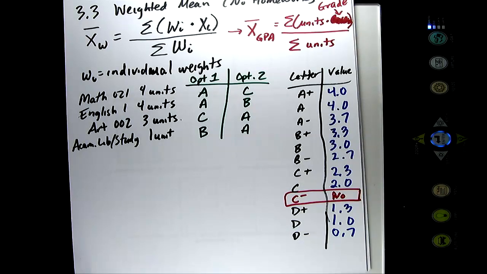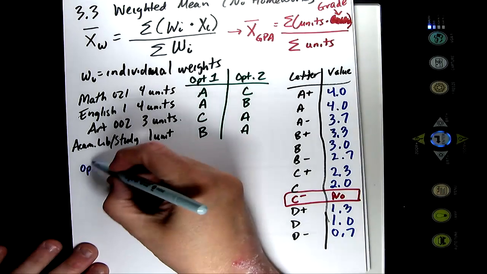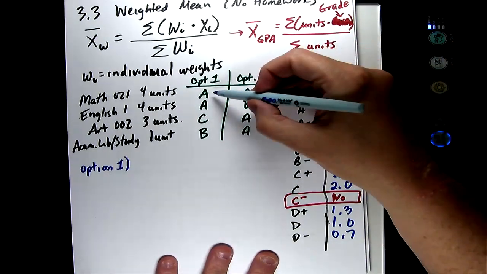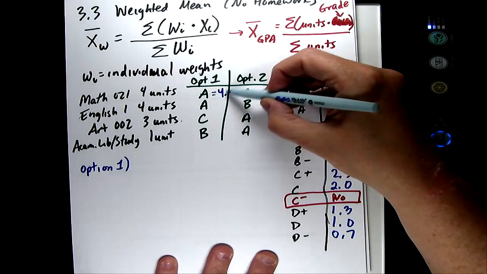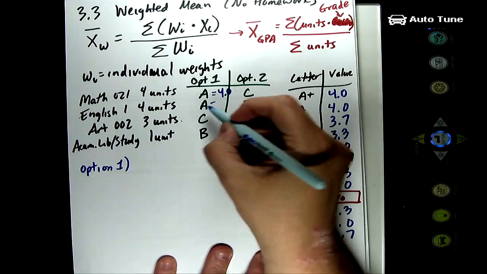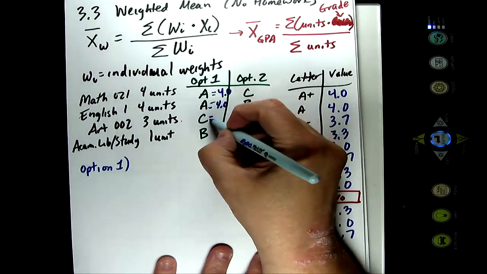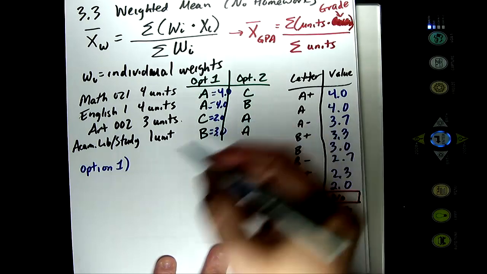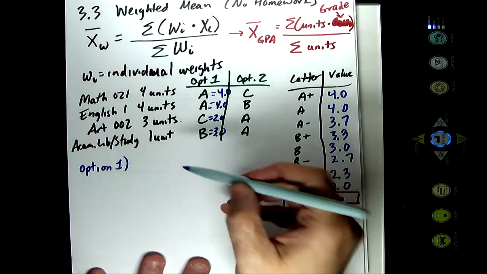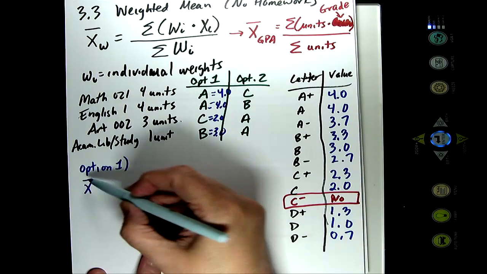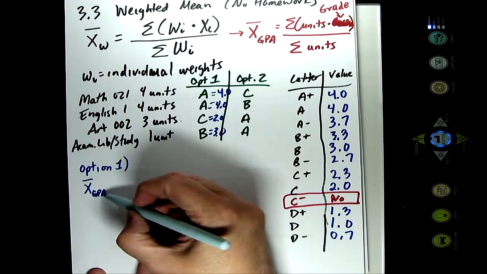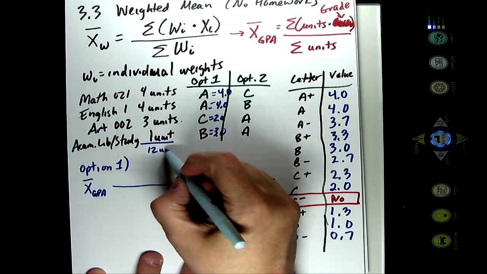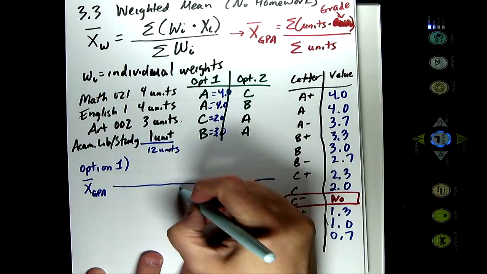Option 1, let's explore what happens. Well, the A is 4.0. And I use nice whole numbers to do these, relatively easy, to make the math a little bit easier. And B was a 3.0. So our GPA, this adds up to 12 units. That's important to know. That's what goes on the bottom, 12 units.